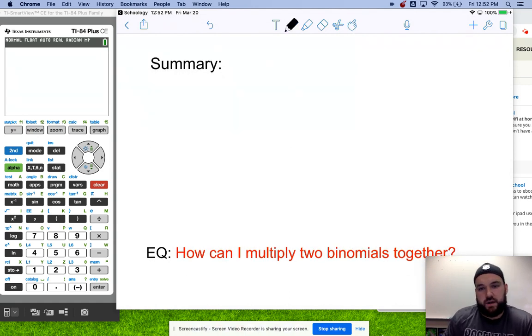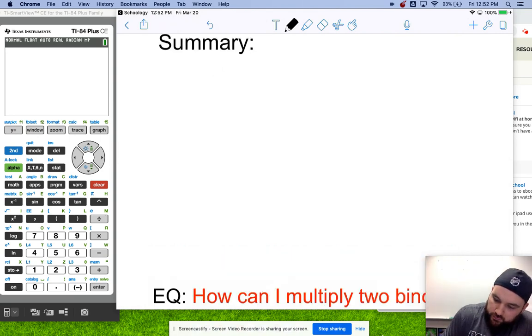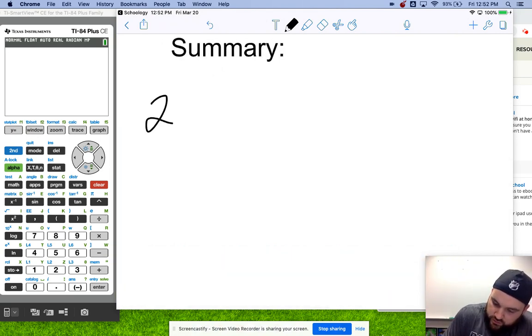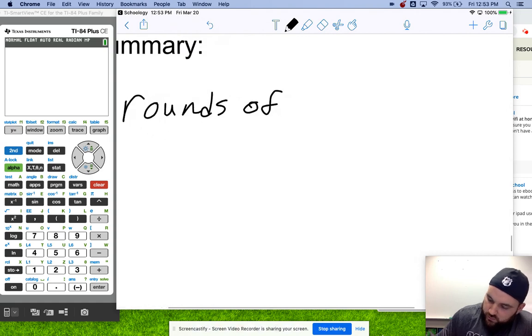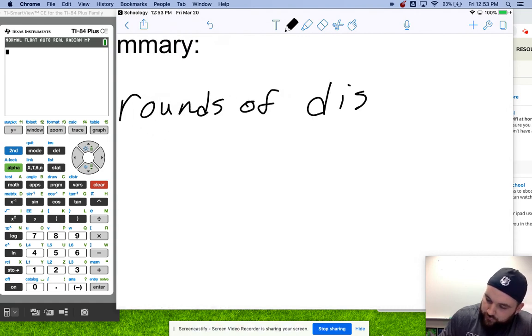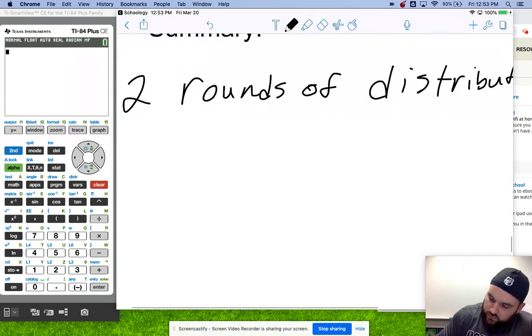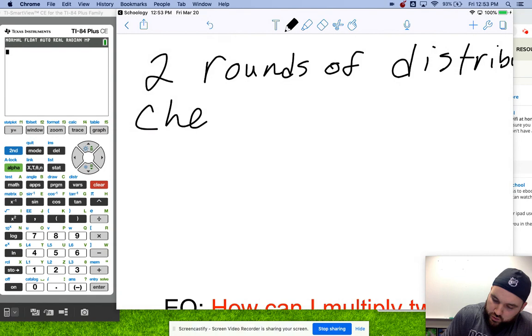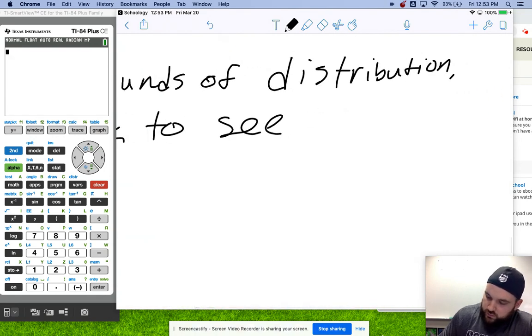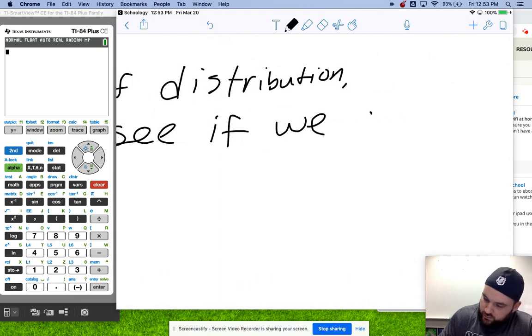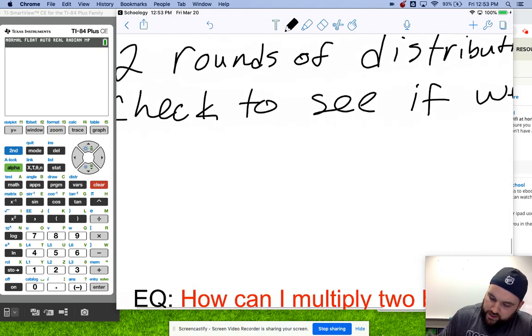So how can I multiply 2 binomials together? Really, it's just 2 rounds of distribution. And then don't forget to combine like terms. Check to see if we can combine like terms.